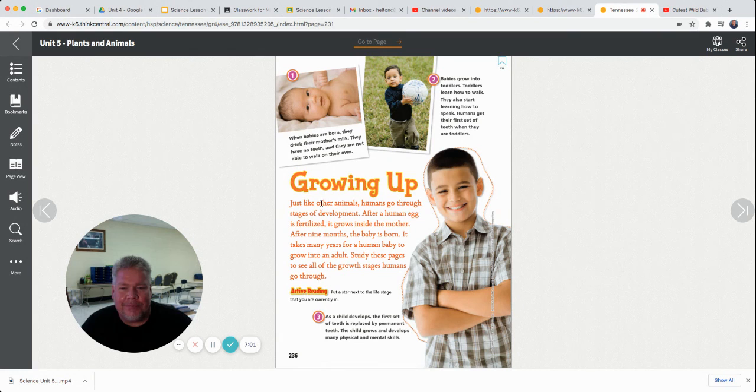Growing up. Just like other animals, humans go through stages of development. After you hatched out of your egg, right? No. But after a human egg's fertilized, it grows inside the mother. And after 9 months, the baby is born. It takes many years for a human baby to grow into an adult. Study these pages to see all the growth stages humans go through.